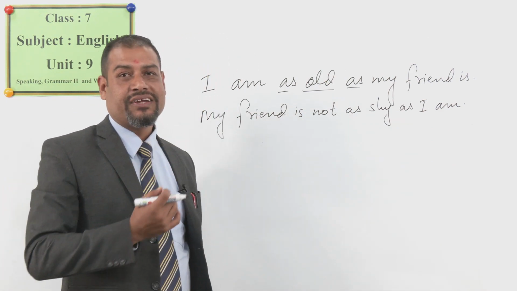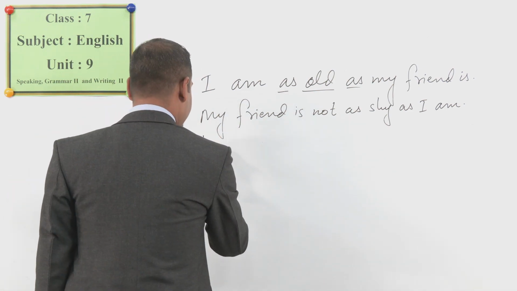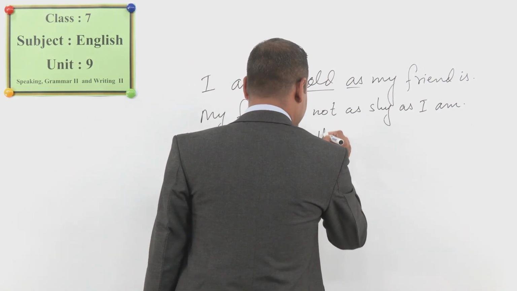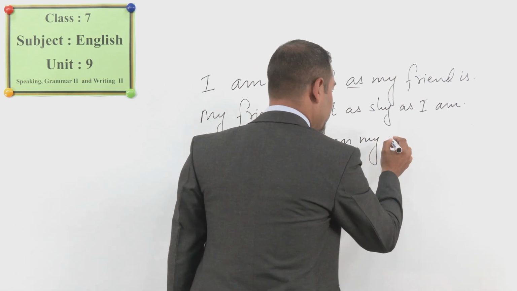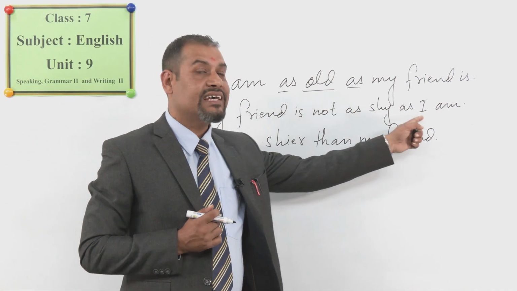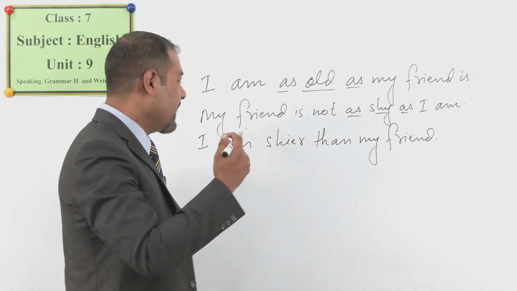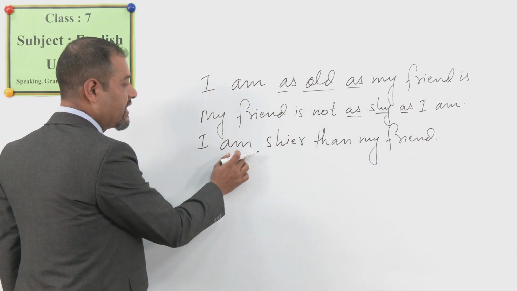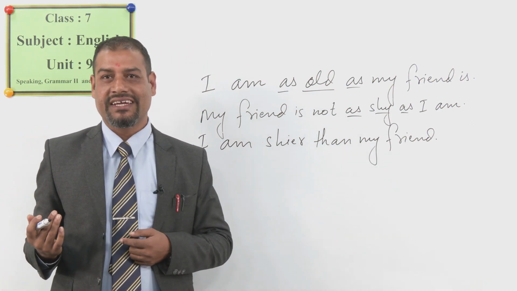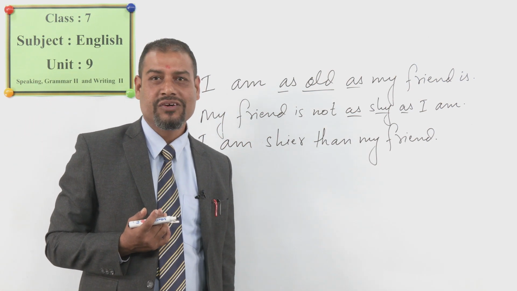Or in another way, you can compare. How do you compare? You can write down, I am shyer than my friend. Are you getting me? See, my friend is not as shy as I am. You can use this structure, as plus adjective plus as, to compare. And in another way, you can write down, I am shyer than my friend, because you are shy and your friend is not shy. Okay? So you can say, I am shyer than my friend. So have you got me?